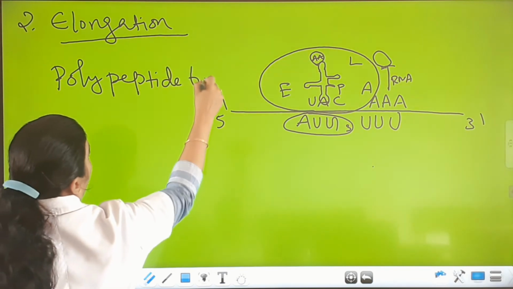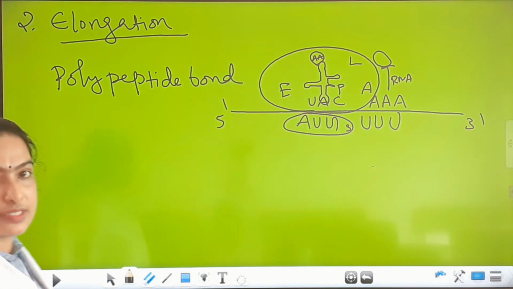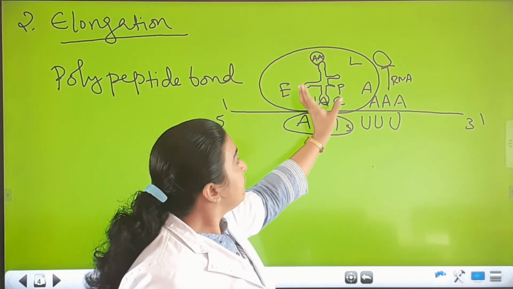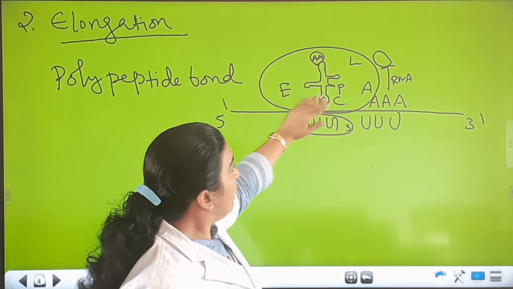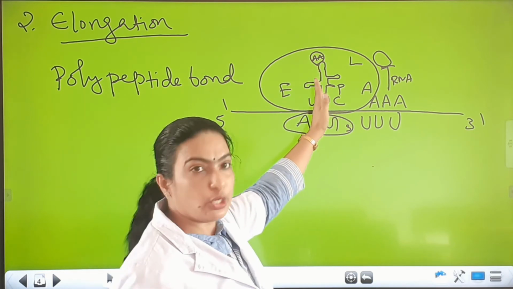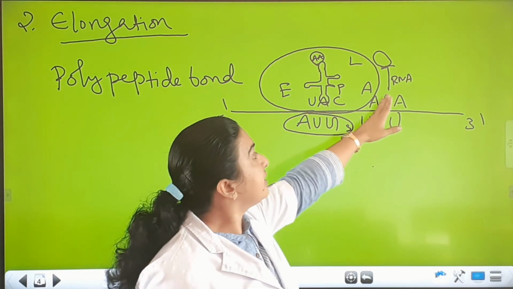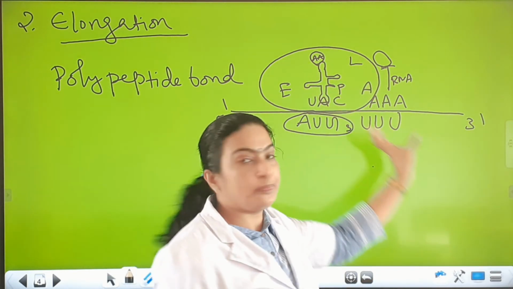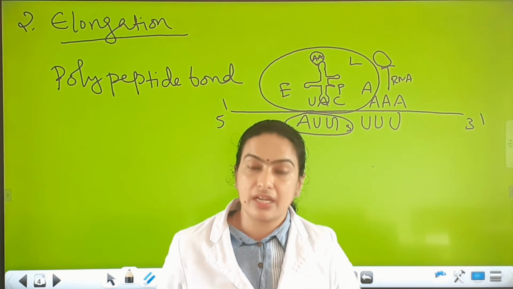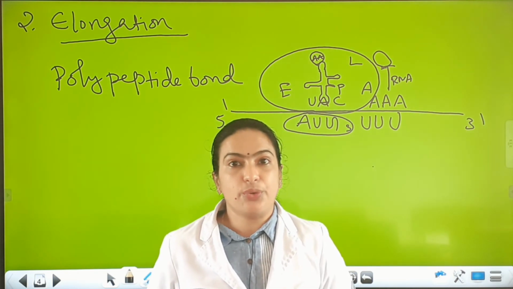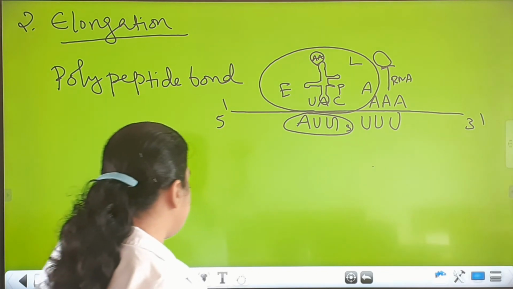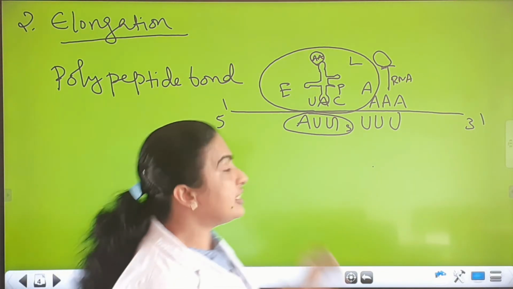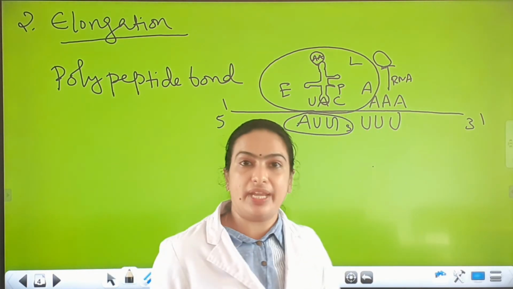Polypeptide bond. Is it clear? So actually the carboxyl group of the first amino acid is connected to the amino group of the second amino acid. As I told you, the amino acids are added one by one and they are connected to each other. This peptide bond is formed between the first amino acid and the second amino acid.